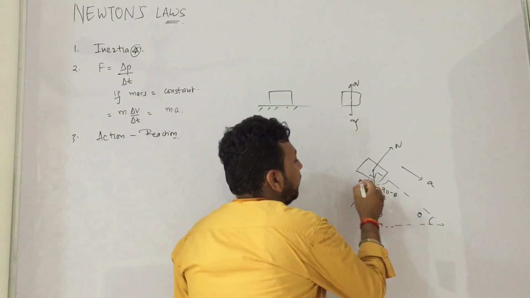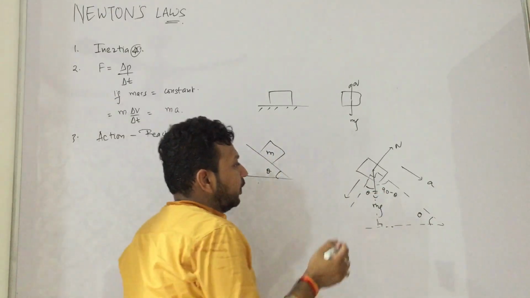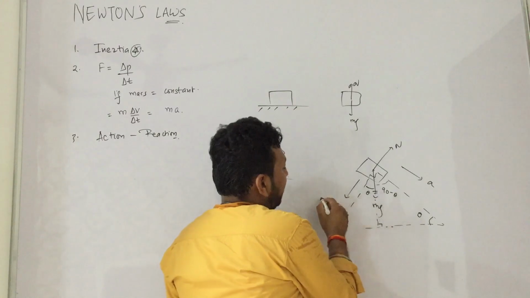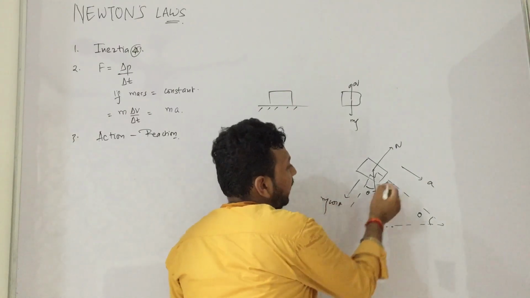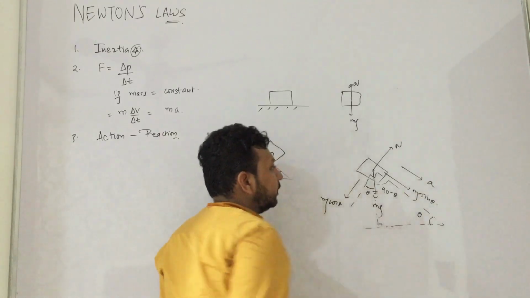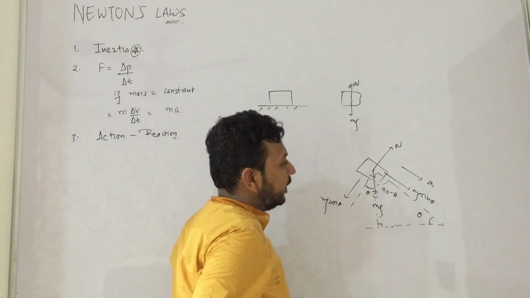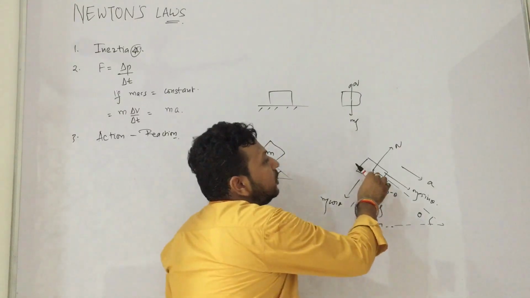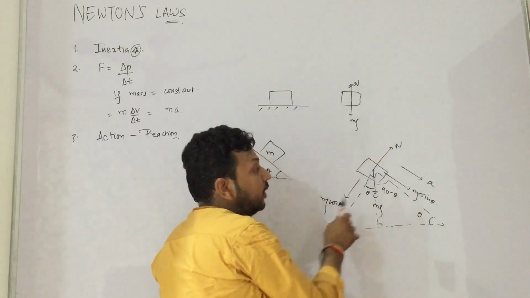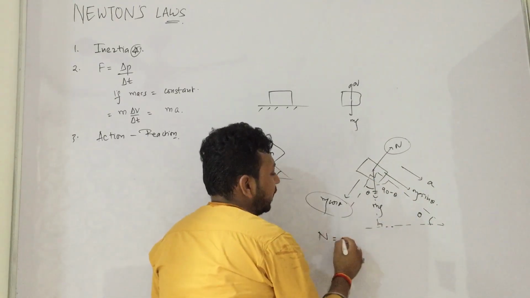If I resolve it, we have studied vector resolution in the previous classes. You can see the video if you have forgotten. So this becomes mg cos theta, and this becomes mg sin theta. Towards the angle it is cos, opposite the angle it is sin. Now see, the object is not going this side, not this side. So we can say N is equal to mg cos theta. This is the first equation.